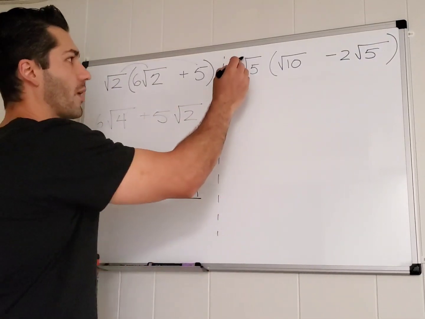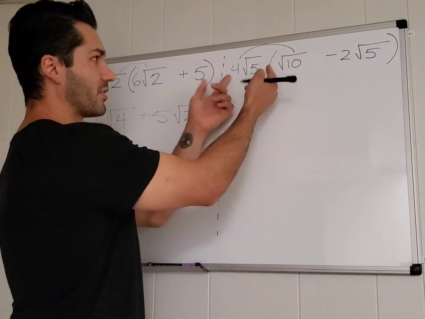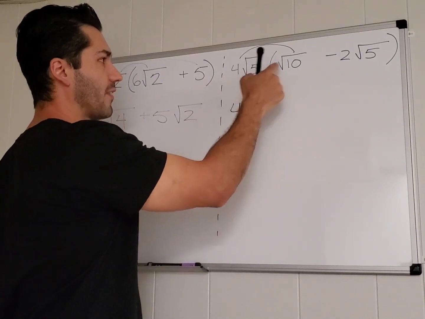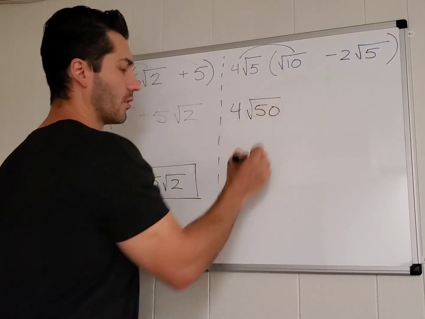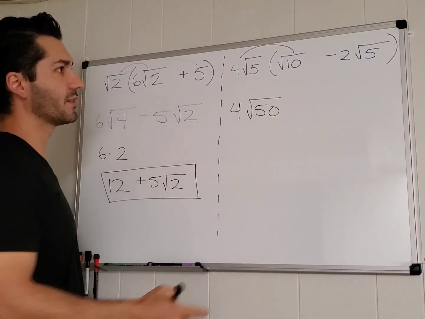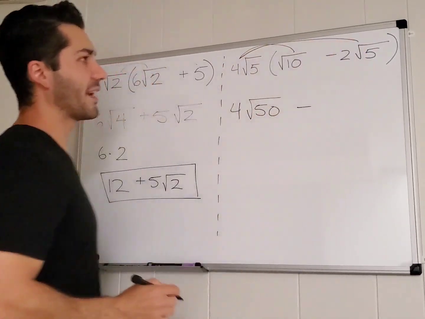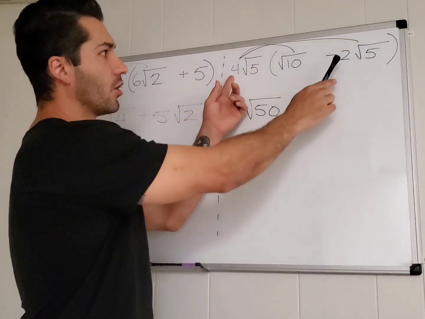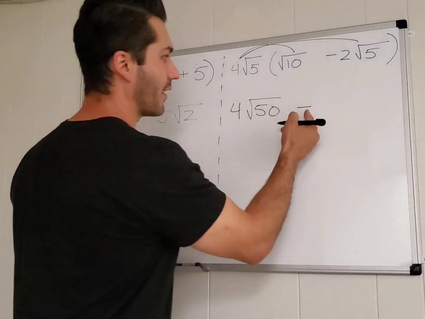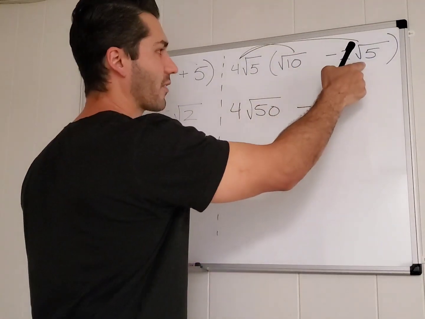Over here, 4 radical 5 times radical 10, we distribute. Numbers with numbers, so I just have a 4. Radical 5 times radical 10, I could do radical 50. And I'm going to be able to break that down in a little bit. Minus sign, minus sign. 4 radical 5 times negative 2 radical 5. Numbers with numbers, radicals with radicals. 4 times negative 2, that's a negative 8. There's that negative 8. Radical 5 times radical 5.